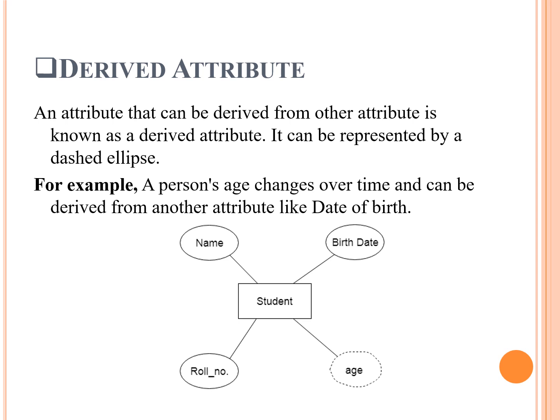Derived attributes. An attribute that can be derived from other attributes is known as a derived attribute. It can be represented by a dashed ellipse. A person's age changes over time and can be derived from another attribute like date of birth. By knowing the date of birth of a person, we can calculate the present age of that particular person.